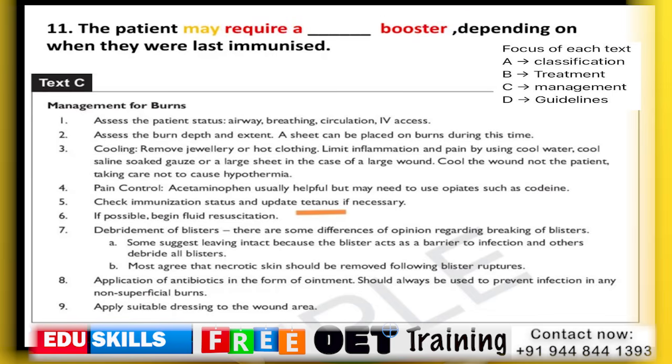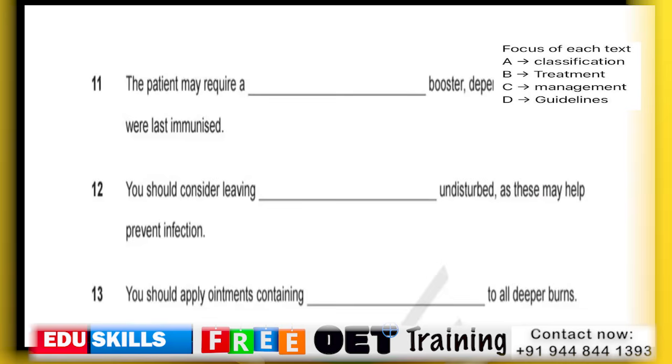So here in the text they are telling us to check immunization status and update tetanus if necessary. As nurses, we know that a booster is an update of our immunization, depending on when they were last immunized, meaning the immunization status. In the text they are giving check immunization status. So the answer is tetanus. Next we'll go to question number 12.